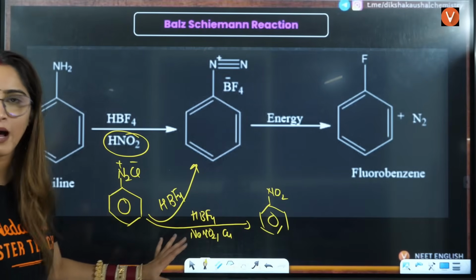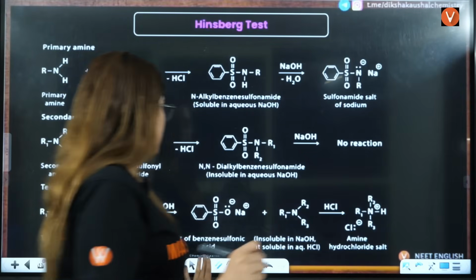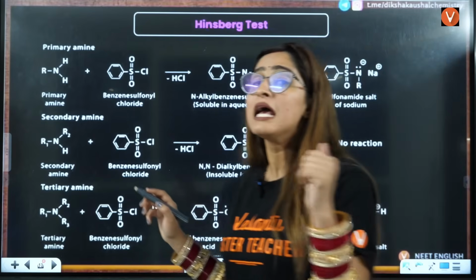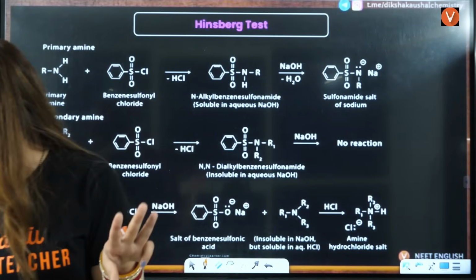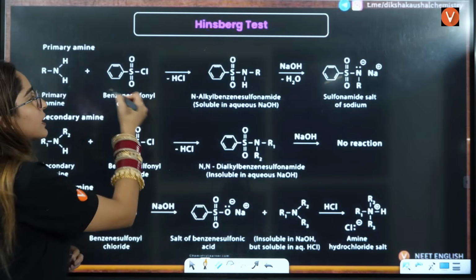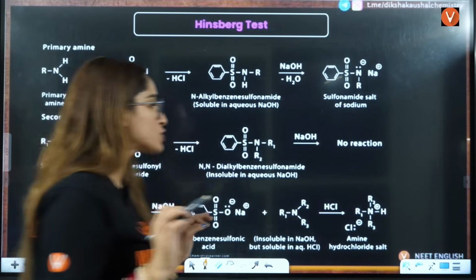But this is not the Balz-Schiemann reaction, that is called the Balz-Schiemann reaction, right? Next is the Hinsberg test, like we did for 1 degree, 2 degree, 3 degree alcohol. This is for 1 degree, 2 degree, 3 degree amines, right? So in this case, what we have is the Hinsberg reagent, that is benzene sulfonyl chloride. So in this case, what will happen?